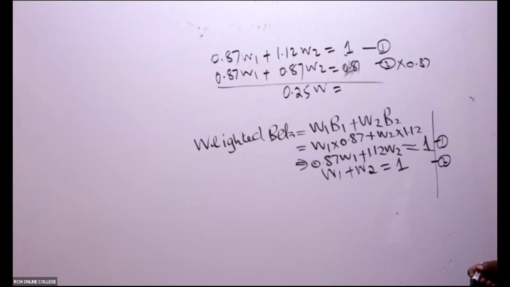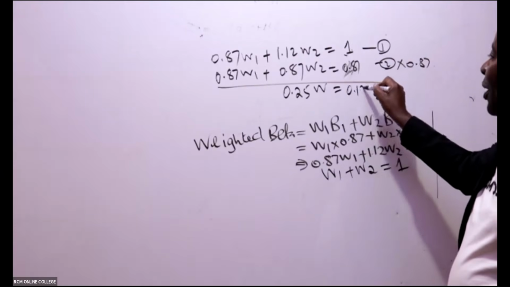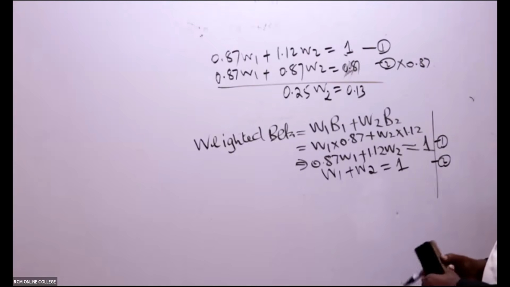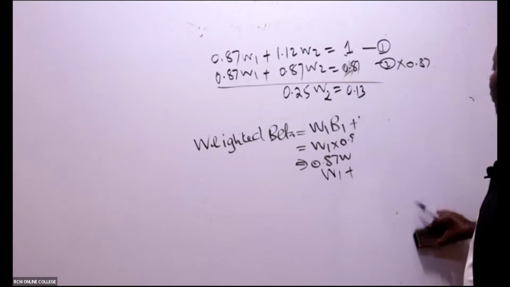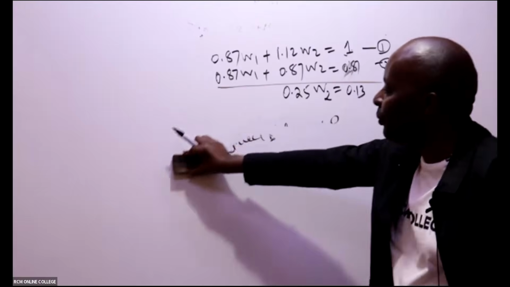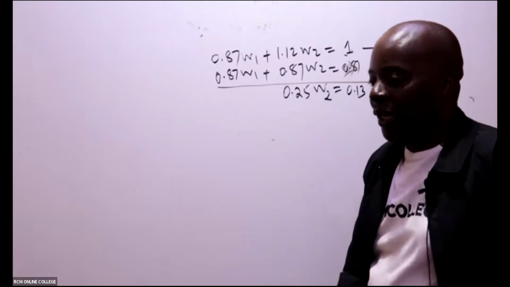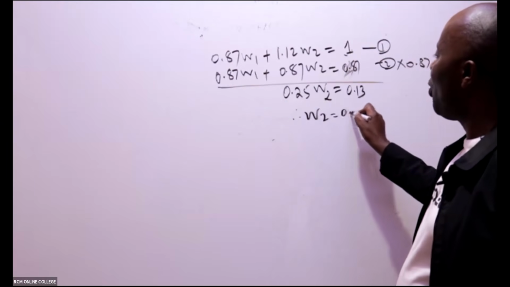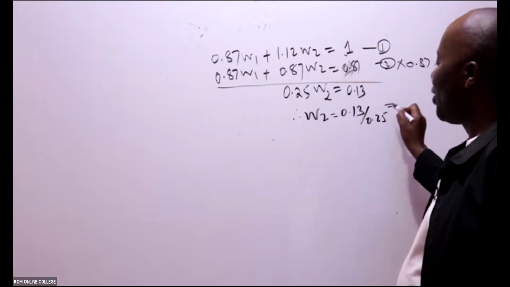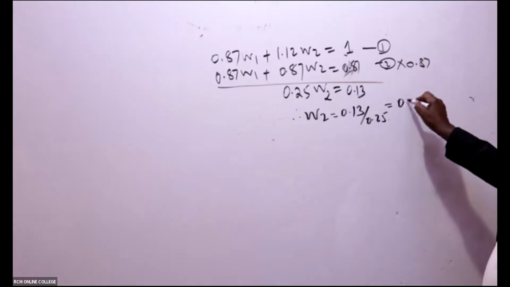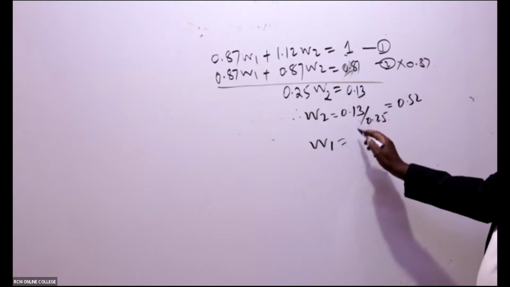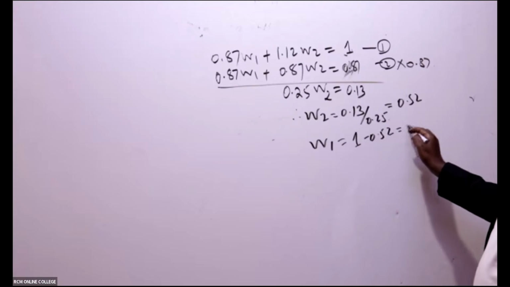That is 0.13. So this is W2, and therefore W2 will be equal to 0.13 divided by 0.25, which ends up giving me what figure? 0.52. And then we have W1. The two must add up to 1, so W1 will be 1 minus 0.52, which is 0.48.